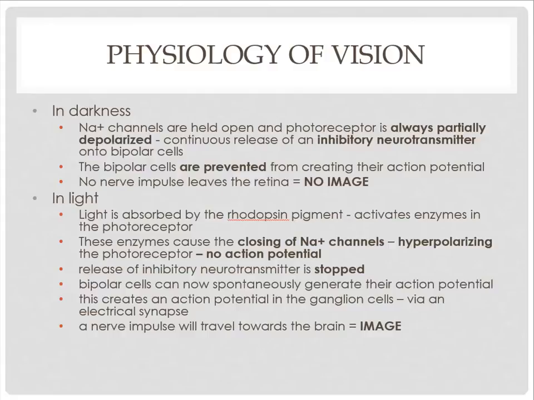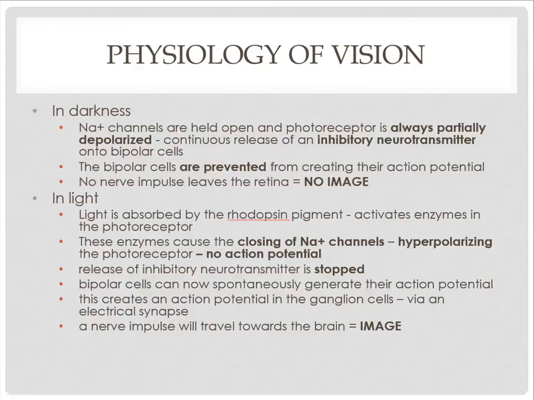Now the key thing about all of our photoreceptors is that these photoreceptors, both cones and rods, are inhibitory and they release glutamate. Our photoreceptors innervate bipolar cells. The photoreceptors are always partially depolarized, meaning that they are firing inhibitory neurotransmitters to inhibit the bipolar cell. The bipolar cells are not sending any action potentials over to the brain due to the inhibition of those photoreceptors. Therefore, if there's no impulse being sent to the brain, there is no image being perceived.